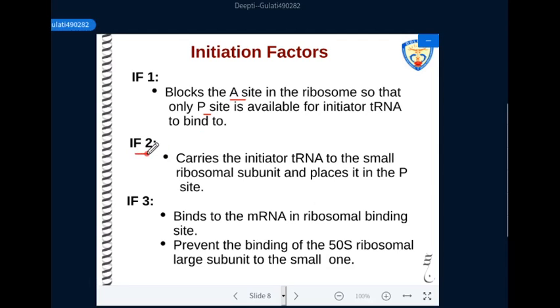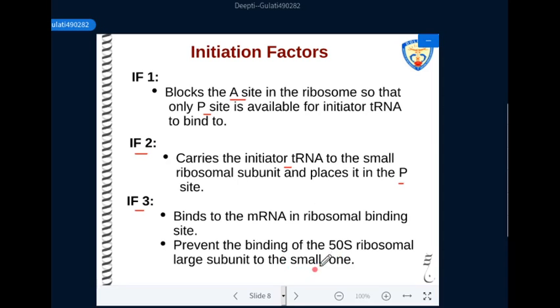The function of initiation factor 2 is to bring in the initiator tRNA to the P site. It places it properly on the P site, and for this process, it requires energy, and therefore it comes with a molecule of GTP. The third initiation factor, IF3, prevents the binding of the 50S ribosomal subunit to the 30S ribosomal subunit until translation has to take place.